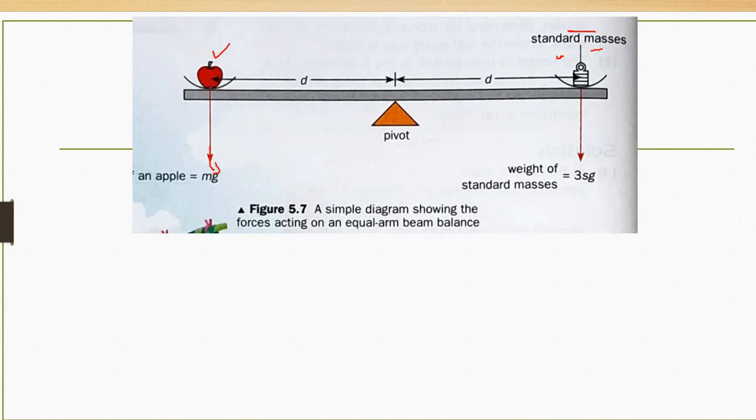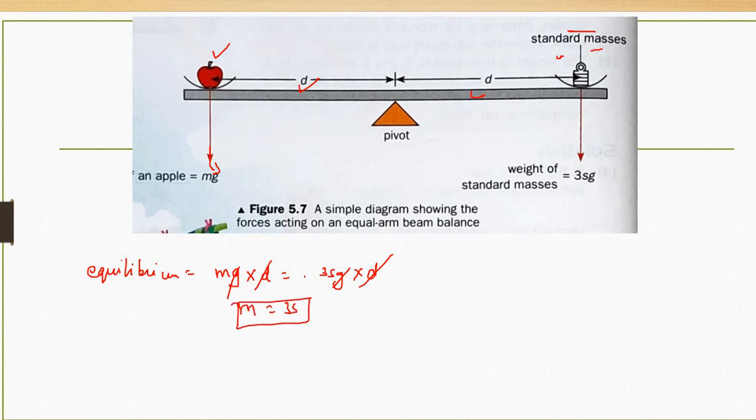So at this condition, where equilibrium is reached, it means the moment of force will be the same. It means mg times d will equal the standard mass, which is written here as 3 s g, multiplied by d. Since d is the same, it is going to cancel out and you will see that your mass is basically 3 s. In this way you can figure out the force, and this is a very simple calculation.